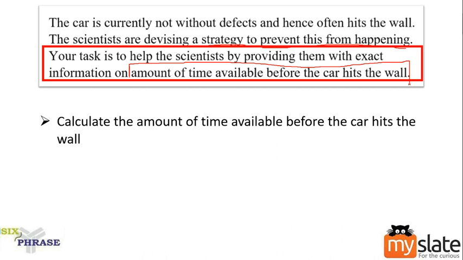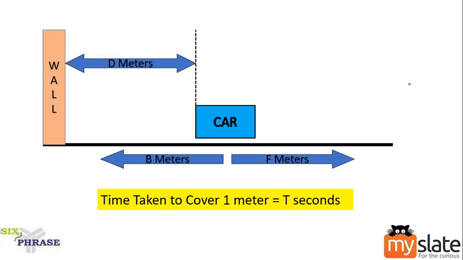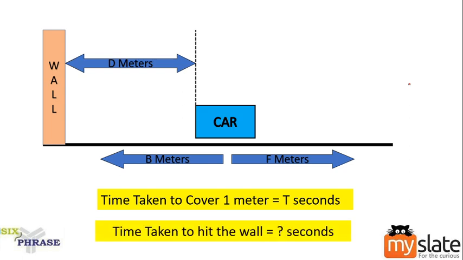So, in our given data, this is the data we have already, right? Now I'm going to add what should be found here. What should we find here? Time taken for the car to hit the wall. We are going to find out the time taken to hit the wall.